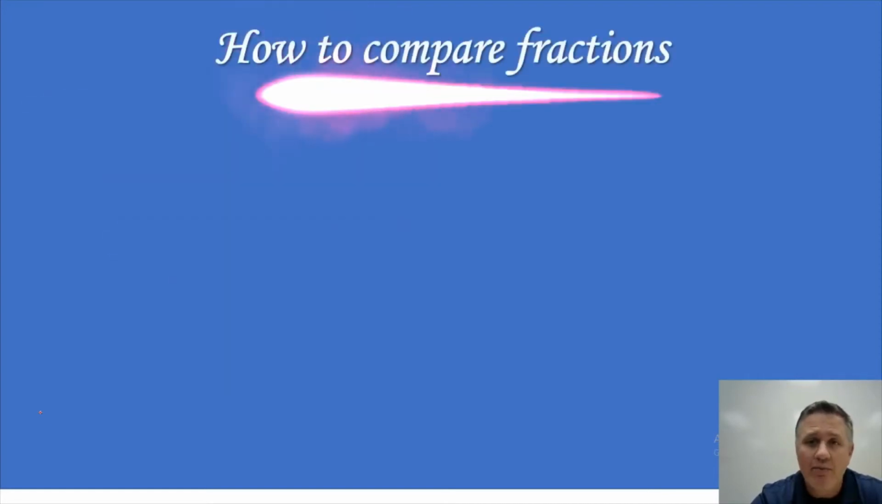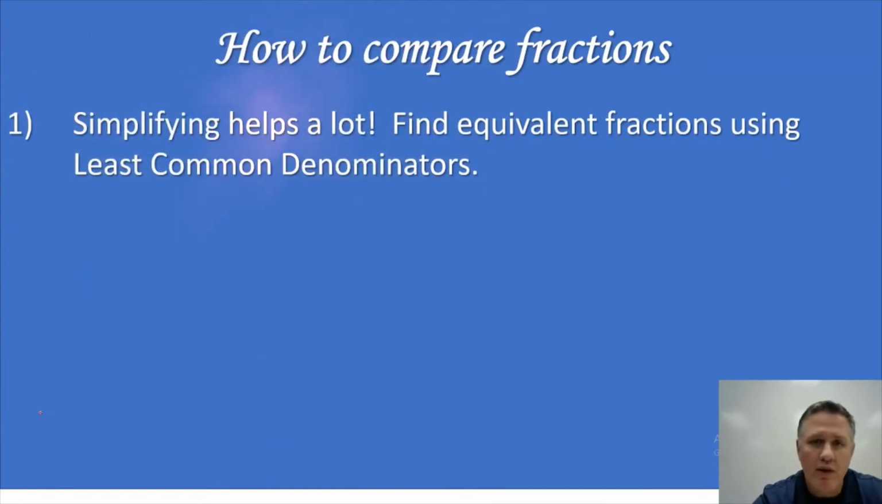Hey everybody, we were just comparing fractions and finding least common multiple in the last section that we did. So let's quickly review how to compare fractions. How can you tell which fraction is bigger? Well, number one, simplifying helps a whole heck of a lot. And you can find equivalent fractions using least common denominators, either by simplifying or multiplying, as long as you multiply the numerator and denominator by the same number.